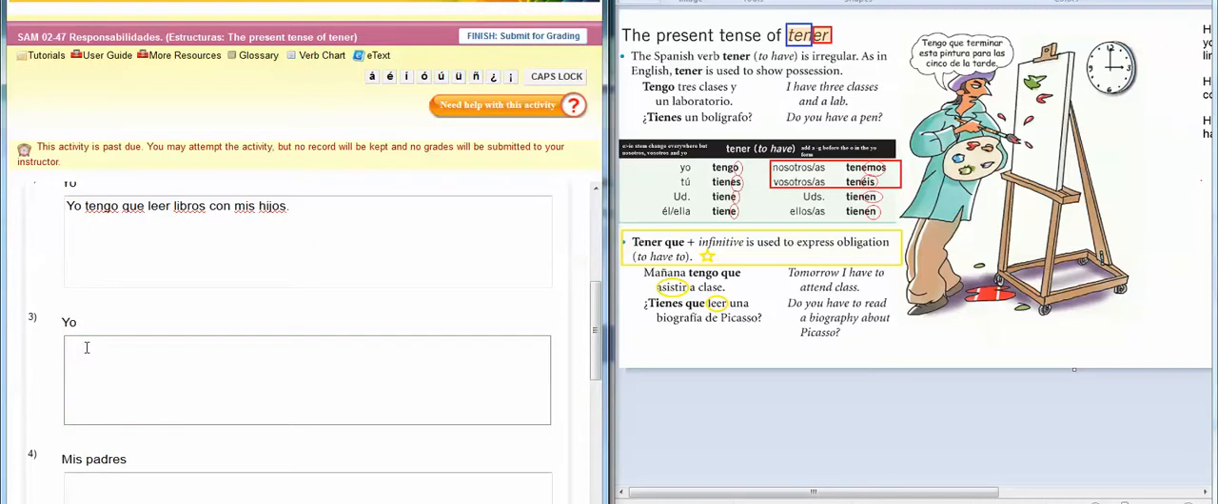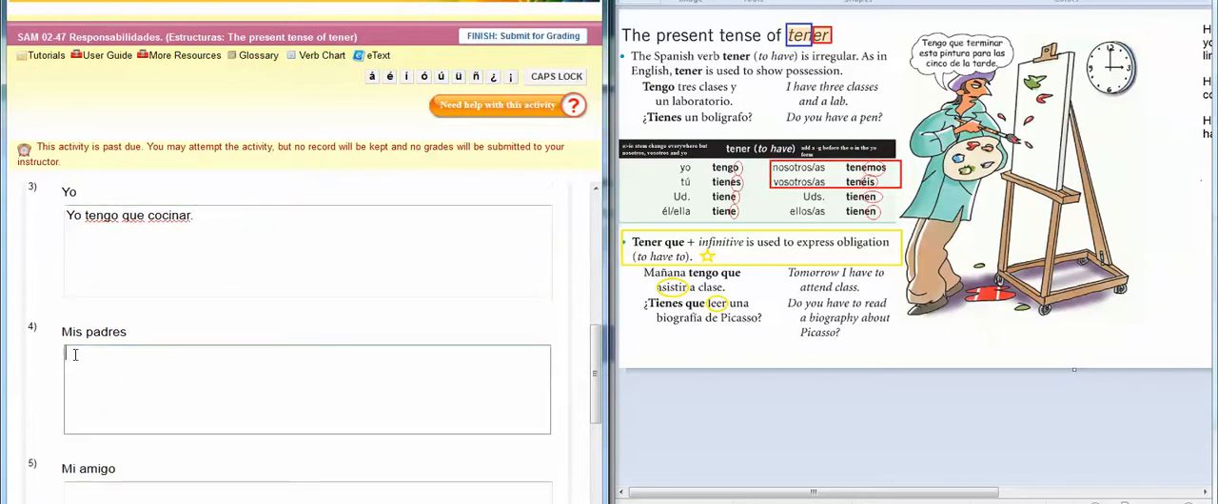Another thing that I have to do is cook, so cocinar. Okay, so to say that I have to cook, I'm going to put yo, and then my tener is tengo, and I'm going to put a que there because this is an obligation. It's something that I have to do.